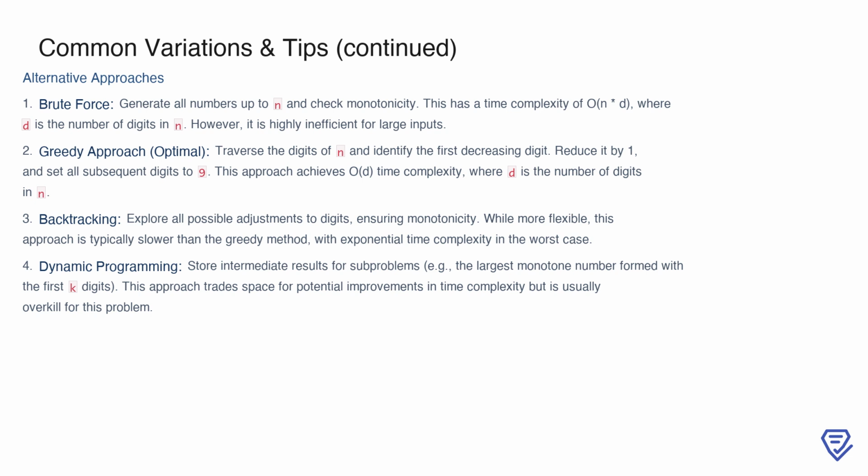Backtracking is another possible method. It explores all ways to adjust the digits to ensure monotonicity, offering more flexibility but at the cost of exponential time complexity in the worst case.